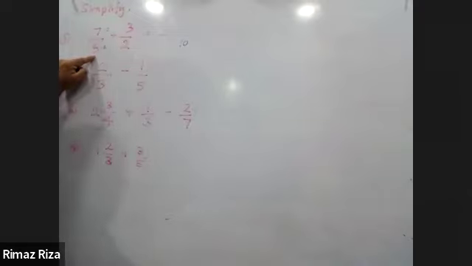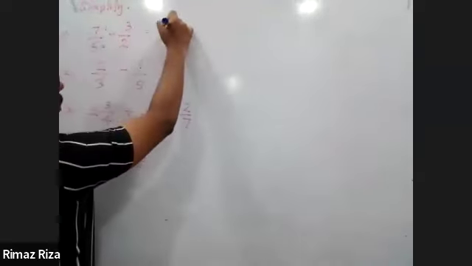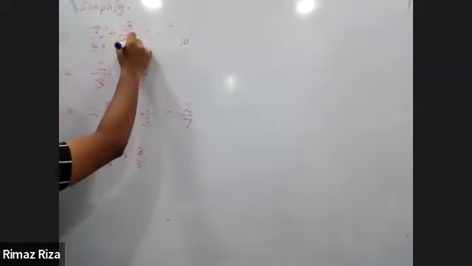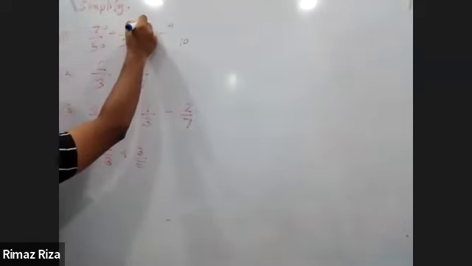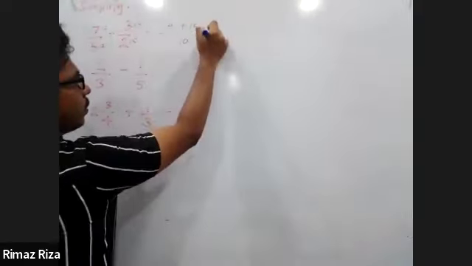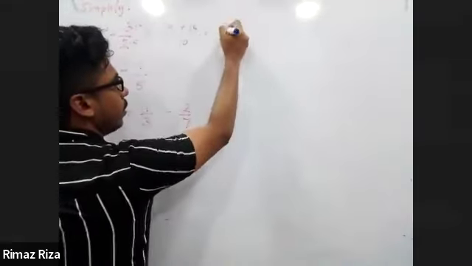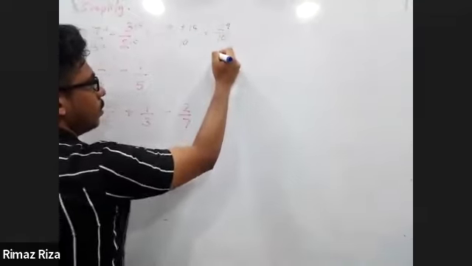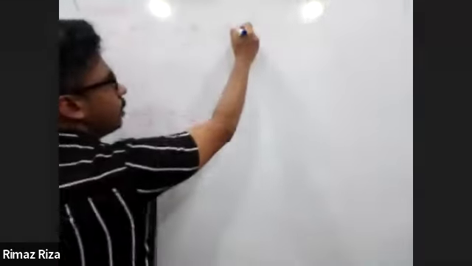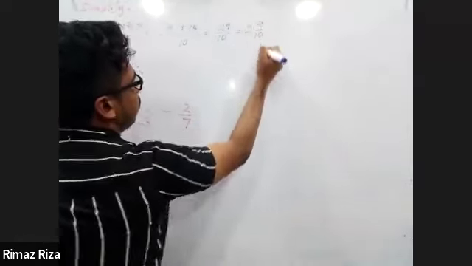In equivalent fractions, we studied if you multiply the denominator by a number, the same number you have to multiply the numerator. So 7 into 2 is 14. 2 we have to multiply by 5. Therefore, this one also we have to multiply by 5. So 3 into 5, 15. So we have 14 plus 15, 29 over 10. If you want, you can convert this to a mixed number, 2 and 9 over 10.